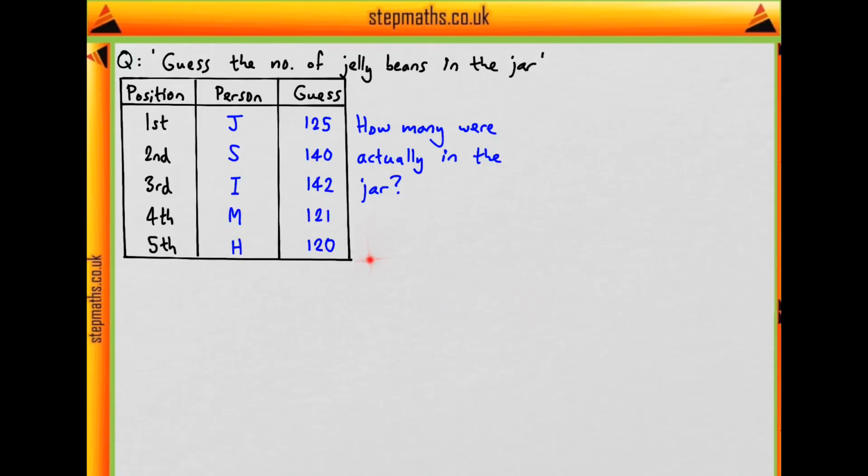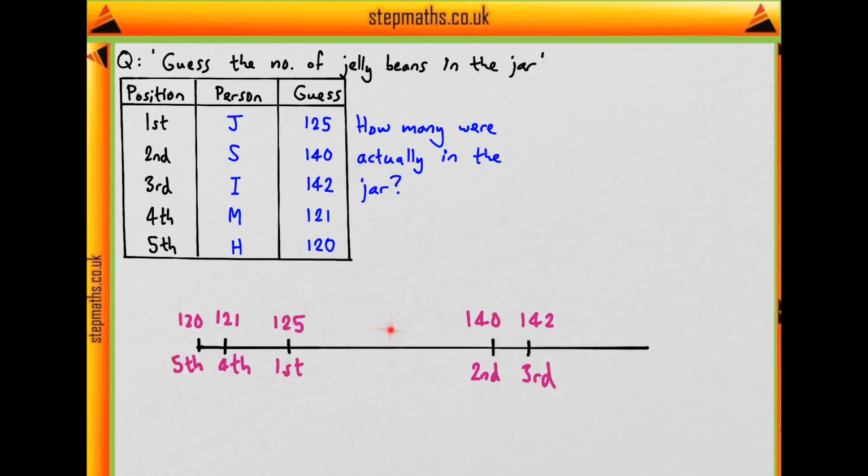So where should we start? Well, with these questions, it's usually a good idea to try and visualize the information. So here's that translated to a number line. We have 125 as the closest guess, then 140 as the second, 142 as the third, then the fourth and fifth guesses down here.